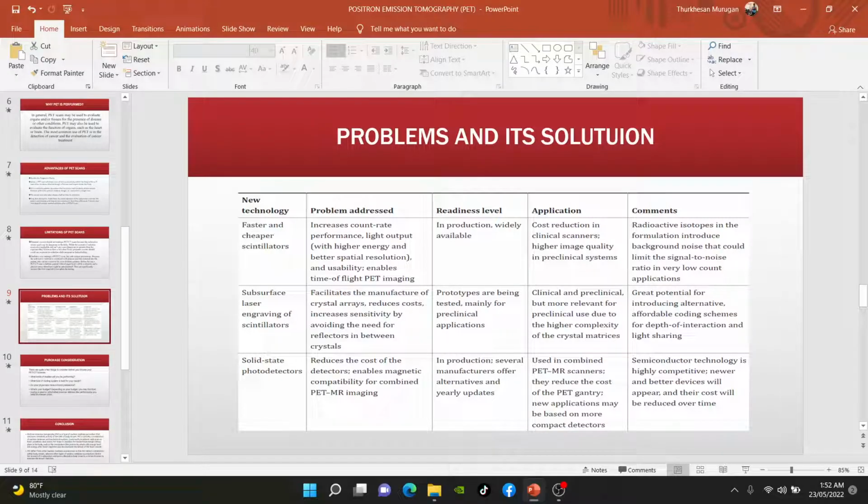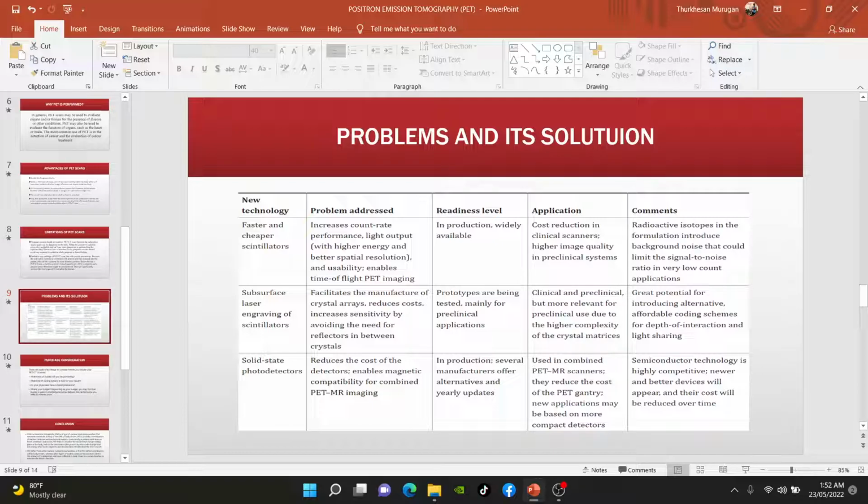Next are problems and their solutions. The first problem is increased count rate performance, light output, and usability. The solution for it is faster and cheaper scintillators. Its application is cost reduction in clinical scanners and higher image quality in preclinical systems.